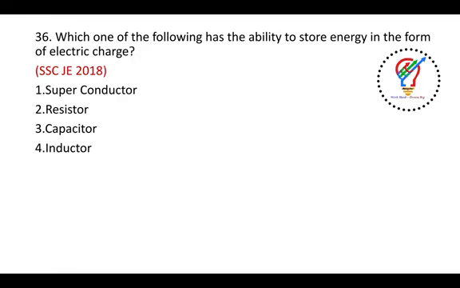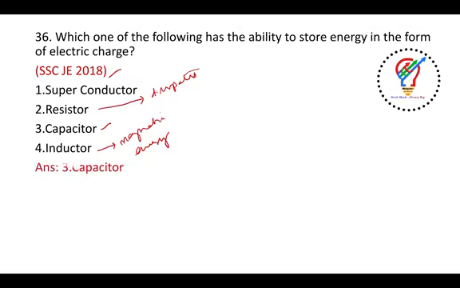Next one. Which of the following has the ability to store energy in the form of electric charge? This is from the SSC JE 18 paper. Electric charge is stored by a capacitor. The energy stored by the capacitor is in the form of electric charge, electrostatic energy we can call it. In case of an inductor, it is magnetic energy. A resistor will dissipate the energy. So the answer for this question is 3, capacitor.